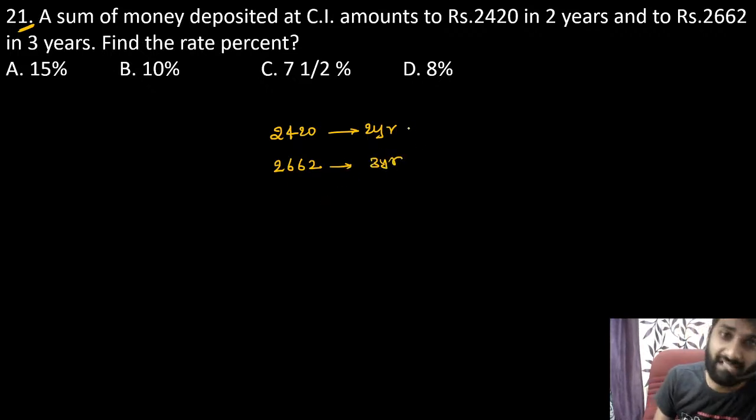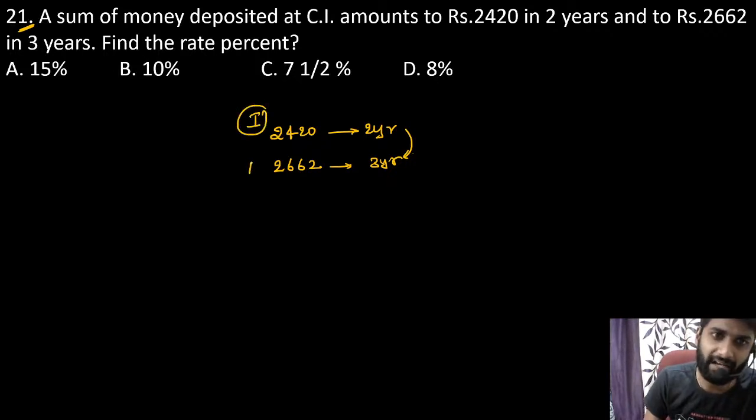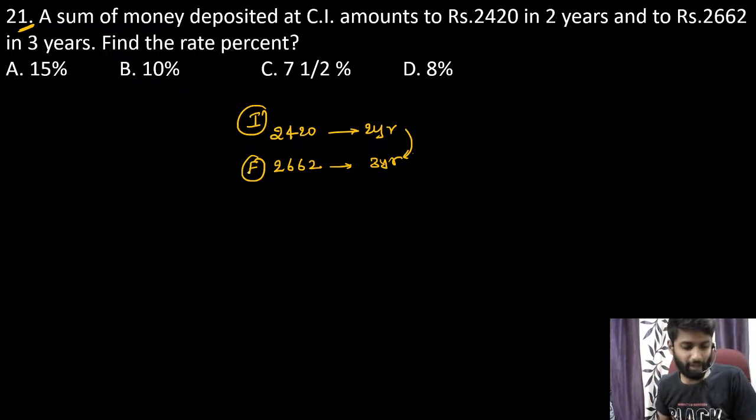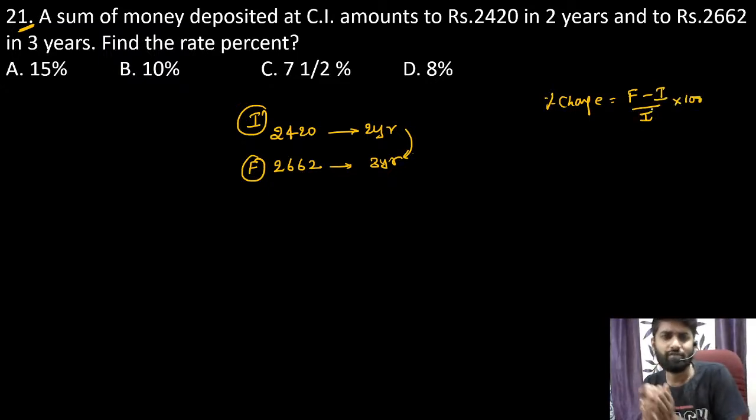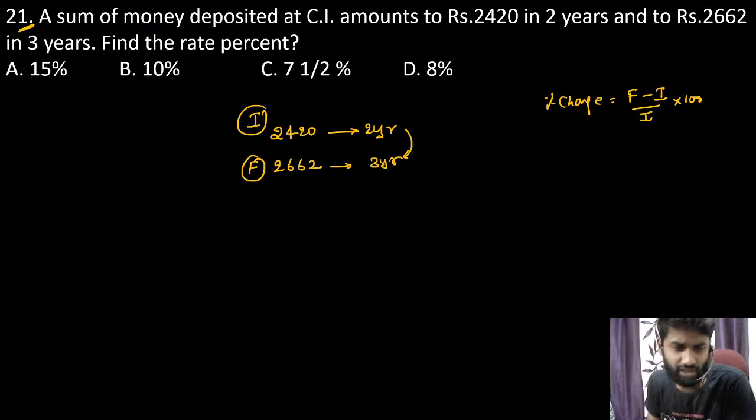See, because of the rate of interest only, the amount is increasing, guys. You can take this as the initial value and this as the final value. If any value changes because of the rate of interest, the percentage change formula is (final value minus initial value) by initial value into 100. 2,420 becomes 2,662. The amount increases, and the addition of amount depends completely on the R value only.